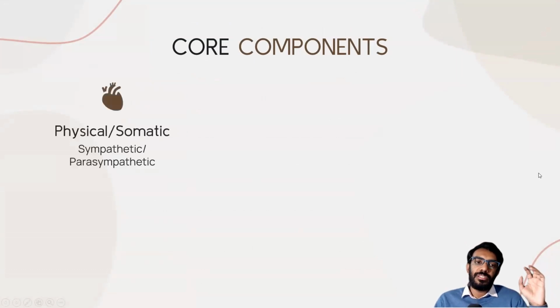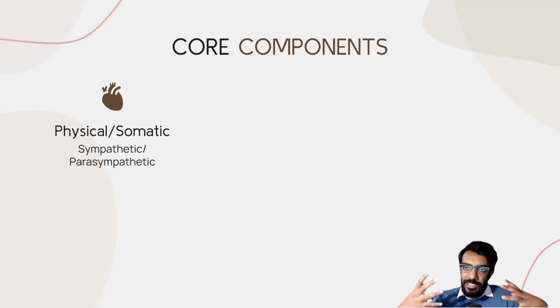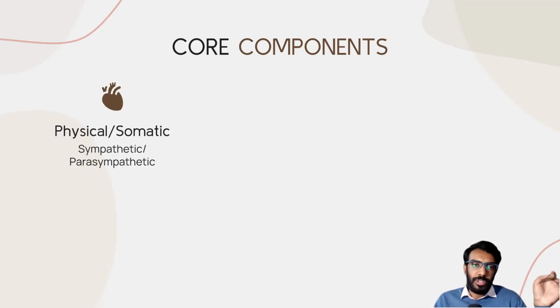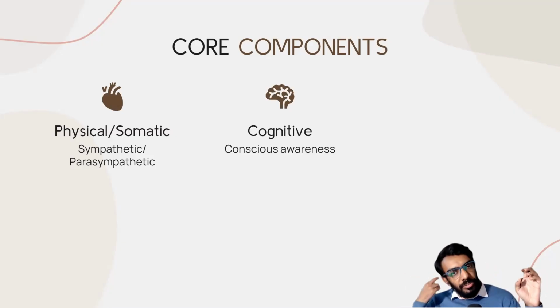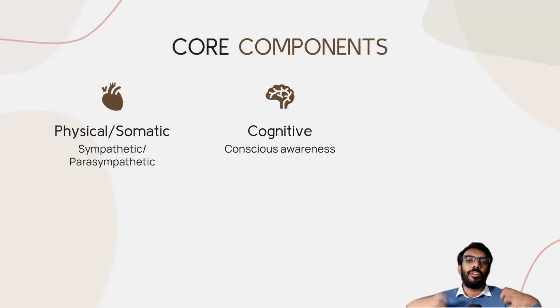One of them is your physical or somatic component: whenever you feel an emotion, there is a definite physical component. When you're angry, your pulse rate might increase. When you're afraid, you might start sweating, have dryness of mouth, or palpitations. That is the physical or somatic component of emotion, determined by your sympathetic and parasympathetic systems. Second is your cognitive component of emotion, when we label an emotion, that yes, now I'm feeling angry, or sad, or afraid. That is the conscious awareness of this state.